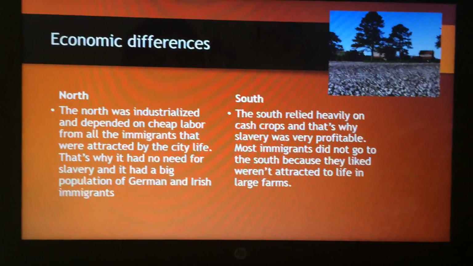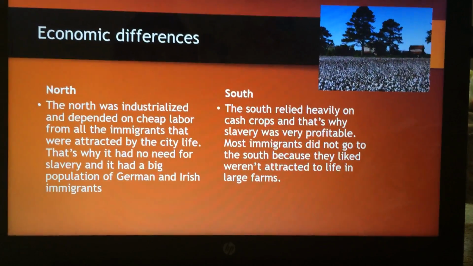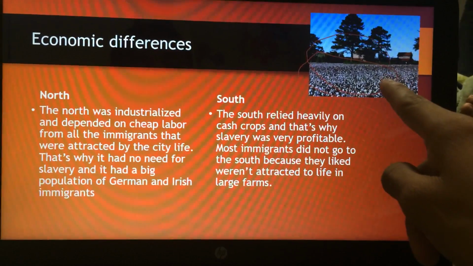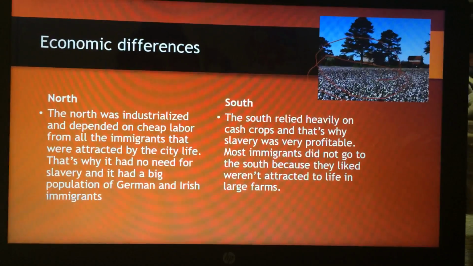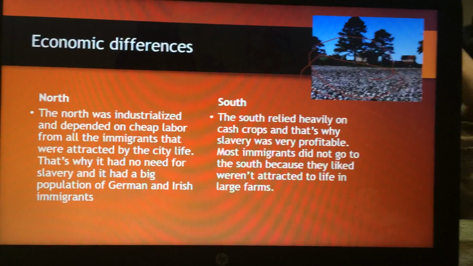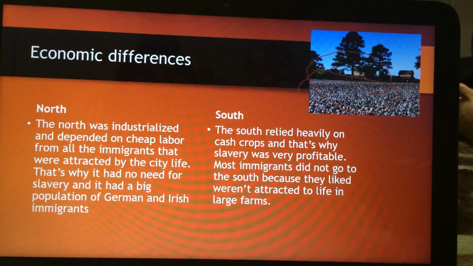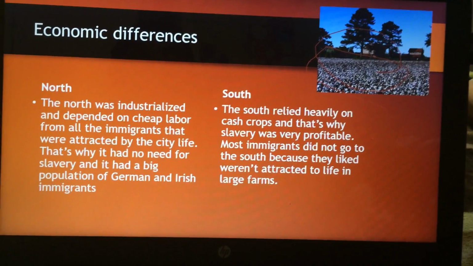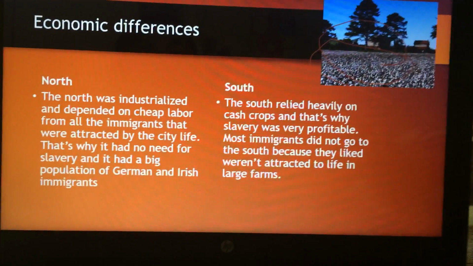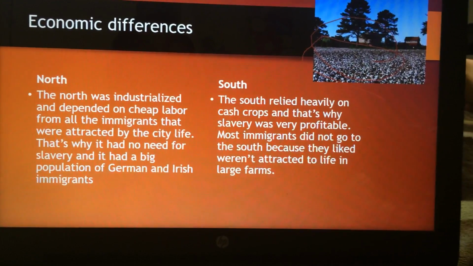Okay, so right now we'll start with the economic differences. As you can see, I have a picture on the right, and it involves farming with cotton. As you can know, cotton was very popular in the South. The South relied heavily on cash crops, and that's why slavery was very profitable.